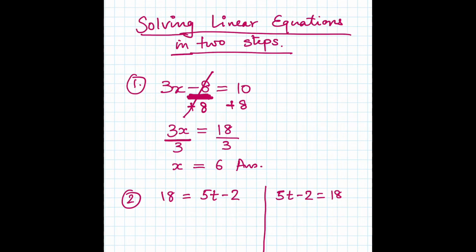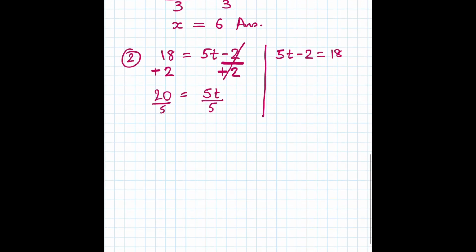So let's solve both ways. Let's see how we solve. So again, we have to get rid of the number first. So it is negative 2. That negative 2 means we have to add 2 on both sides. That is gone. So we have 20 is equal to 5t. And then again, we will divide by 5 on both sides. That will give us t is equal to 4, or 4 is equal to t.